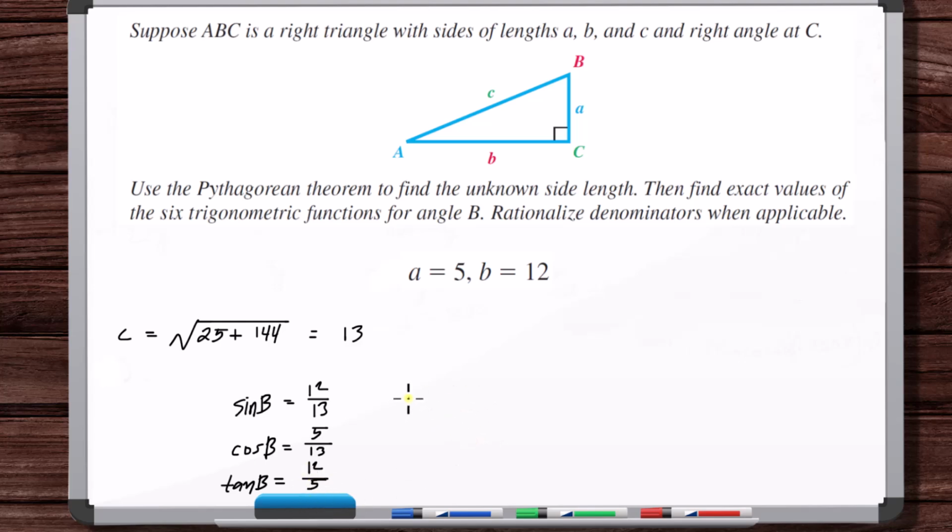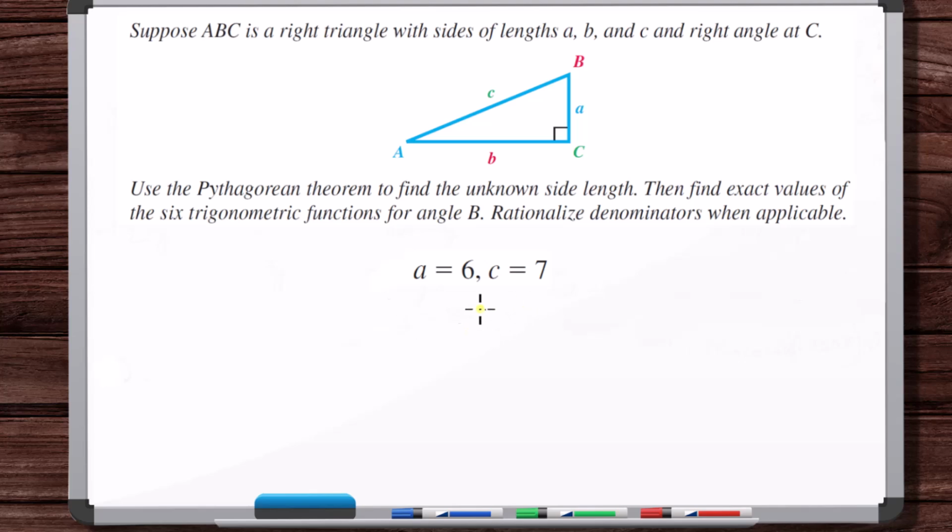All right, so we can now use the reciprocal identities to get cosecant, secant, and cotangent. So just flip the values. It's not beta, it's B.